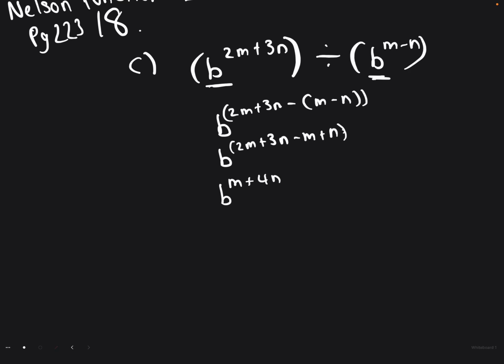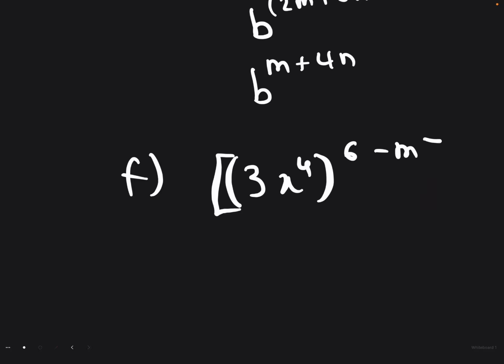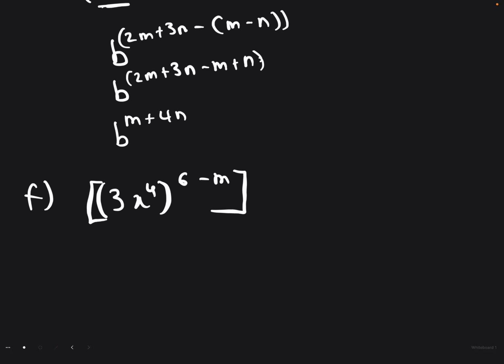We could try two more hard questions I found while skipping through the textbook. So the other question is 18F. It is 3x raised to 6 minus m, times 1 over x to the m, all raised to 4. You guys can try doing this question by yourself. I'll give you guys a minute.